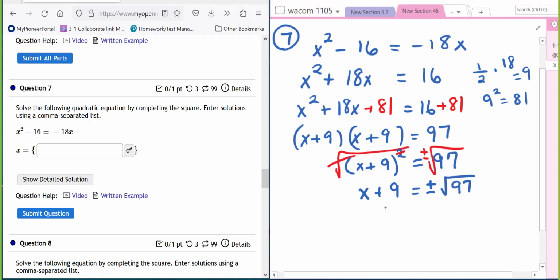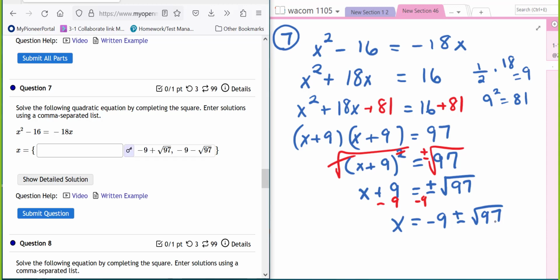Right, and we still have to solve. So we're going to have to subtract 9 from both sides. And I'm going to do it in front of the plus and minus. So x equals negative 9 plus or minus square root of 97. And we can look here. And this time it put it in that order. It would accept it as long as you have the signs exactly right the other way, I believe. But put it in front. Any questions on this one?